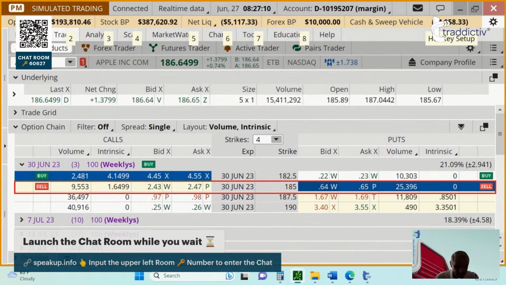As long as it doesn't go below the 185, I'm fine. Okay, it can go up to the moon. My layout is different, right? Because we're in a live session, we're almost half an hour in.